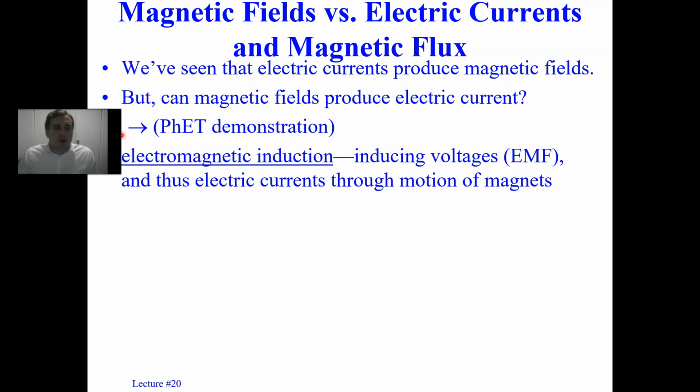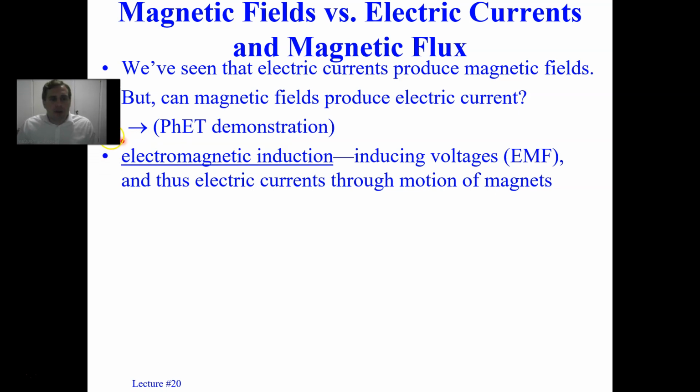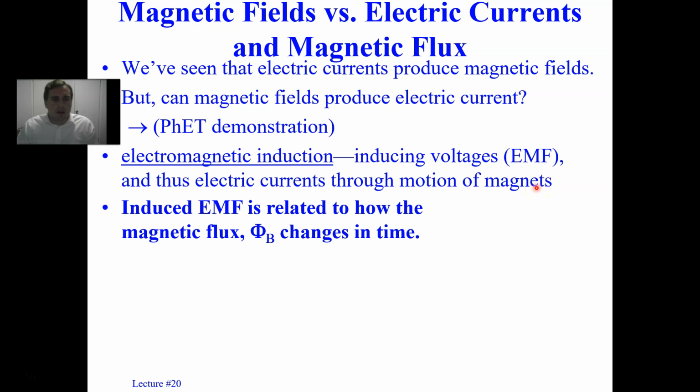So what is electromagnetic induction? It's going to be inducing voltages, which are EMFs, and thus electric currents through the motion of magnets. Notice an induced EMF is related to how the magnetic flux, capital Phi subscript B, changes in time.